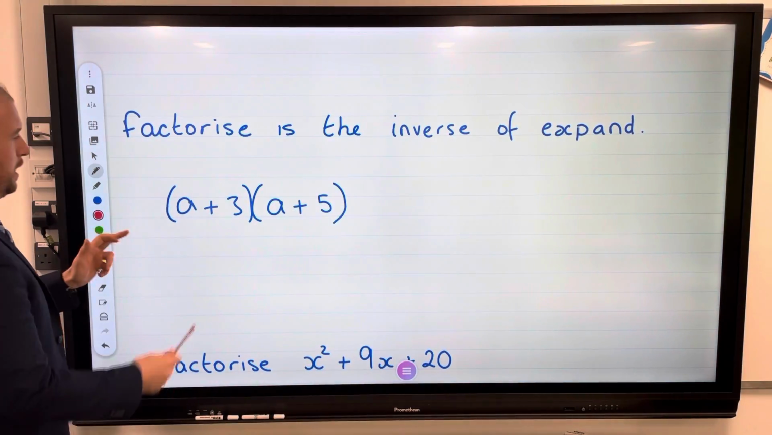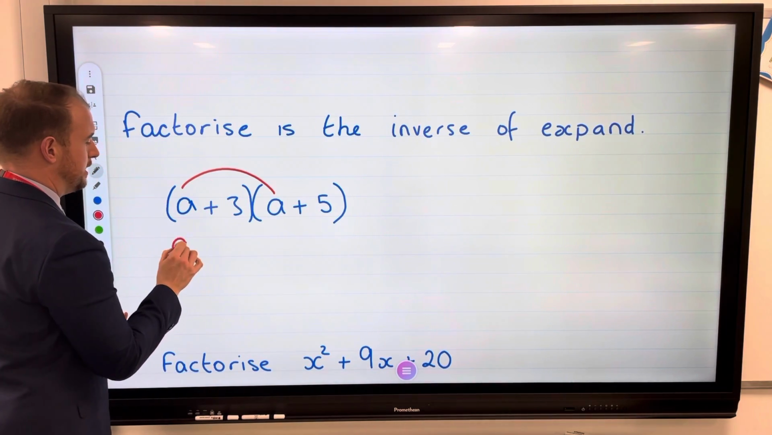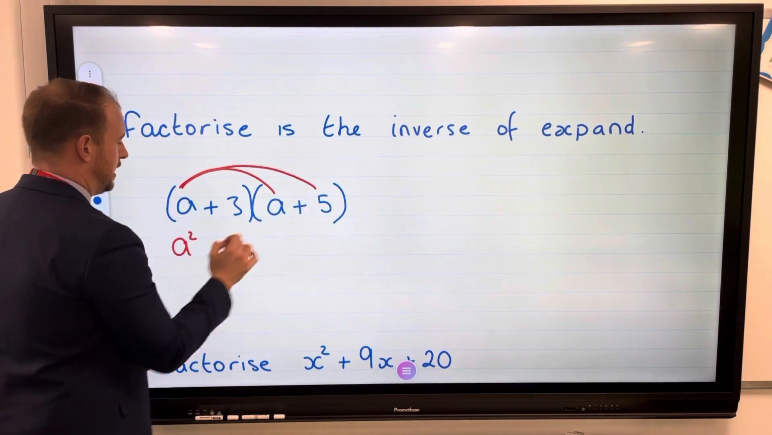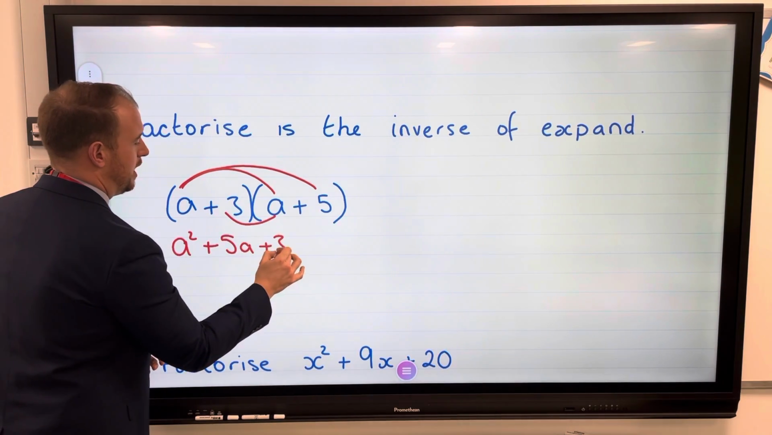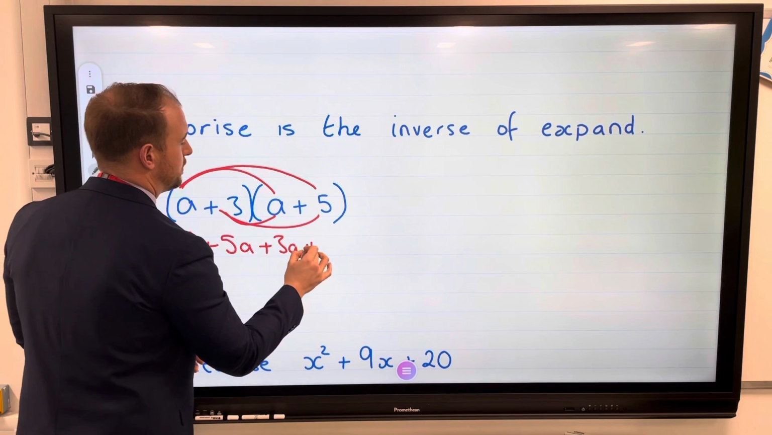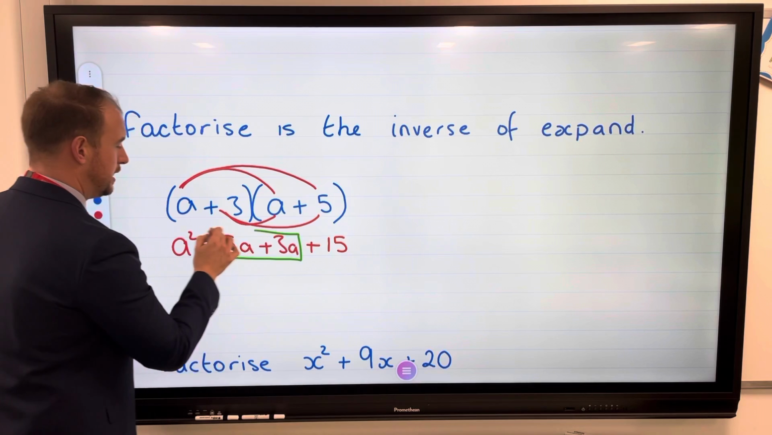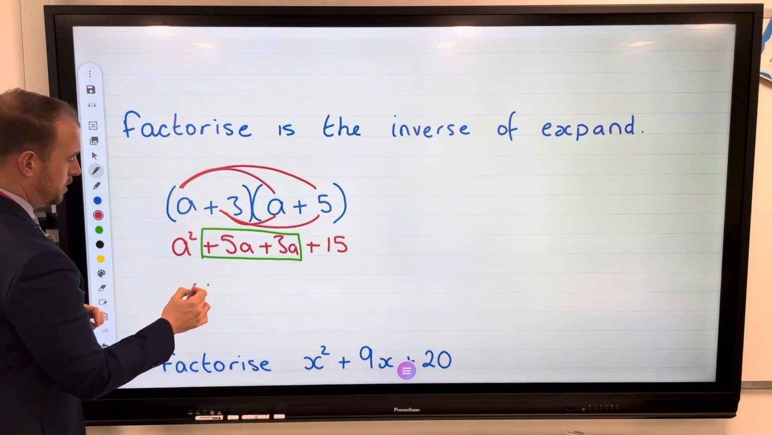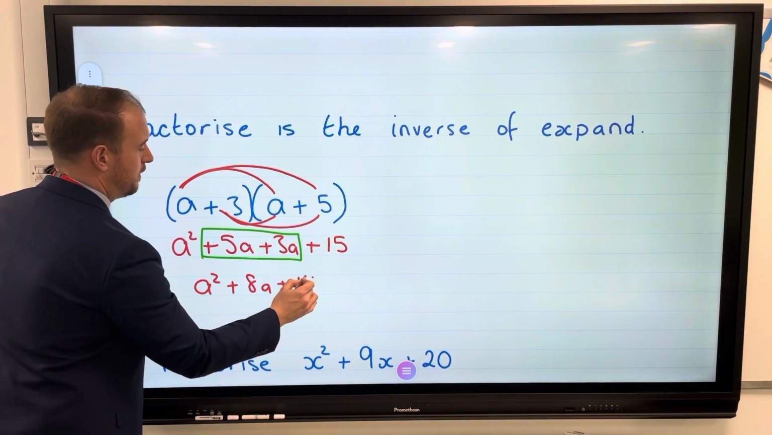I'm going to give you the answer, you've got to give me the question, so to speak. So we had double brackets like this, we had to expand. So we had a times a is a squared, a times 5 is 5a, 3 times a is 3a, and then 3 times 5 is 15. And then we had to collect the like terms in the middle. So we have a squared plus 8a plus 15.